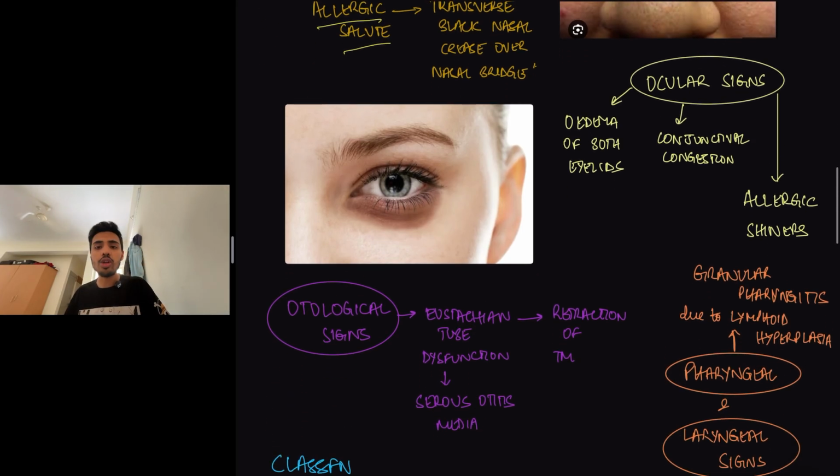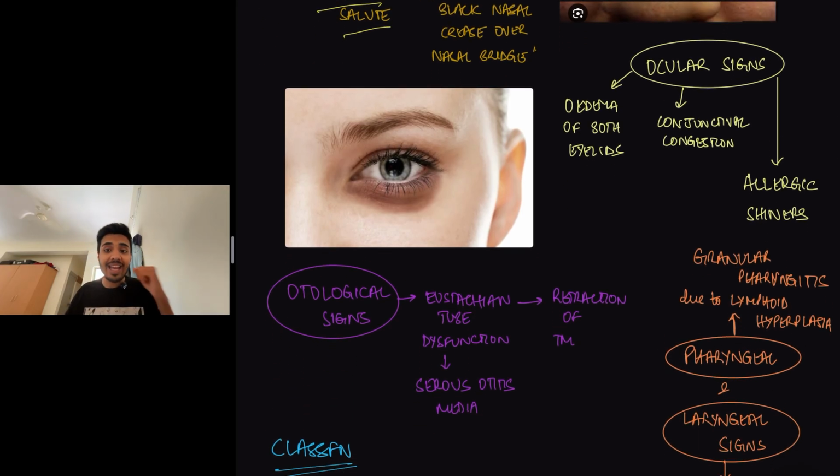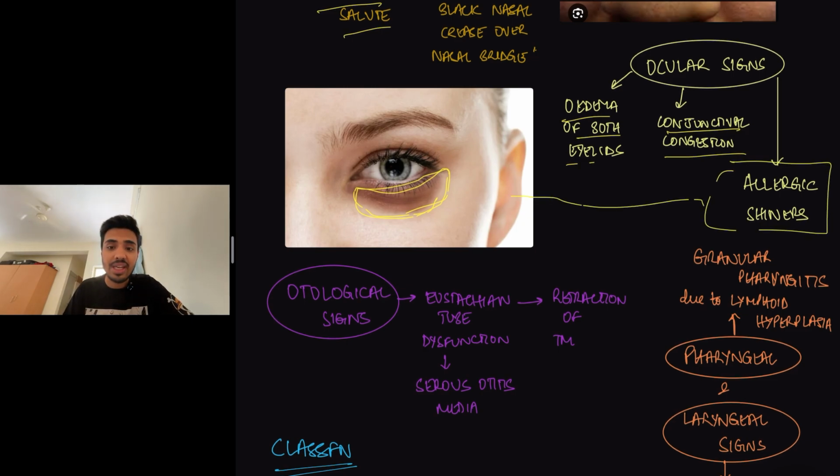Then you have ocular signs. In the eye, again, edema of the eyelids. Edema, you should note that, common thing. Then conjunctival congestion occurs. Think of stuff you've also read in allergic conjunctivitis. Then something known as allergic shiners. As you can see, this hyperpigmented patch beneath the lower eyelid, this is known as allergic shiners.